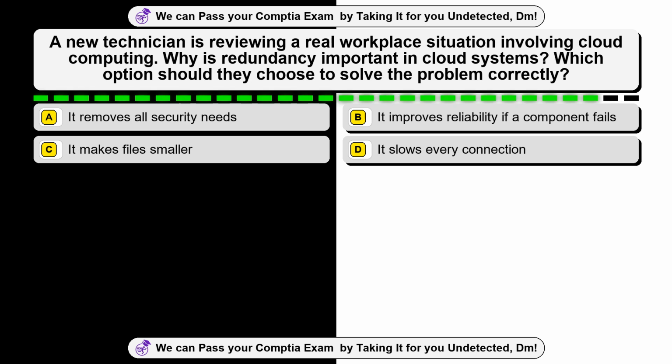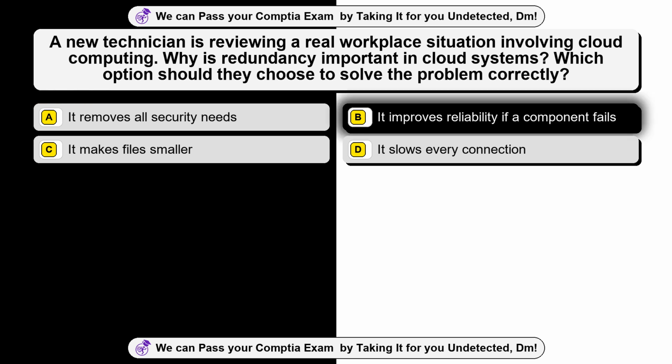Question 13. A new technician is reviewing a real workplace situation involving cloud computing. Why is redundancy important in cloud systems? Which option should they choose to solve the problem correctly? Option A, it removes all security needs. Option B, it improves reliability if a component fails. Option C, it makes files smaller. Option D, it slows every connection.